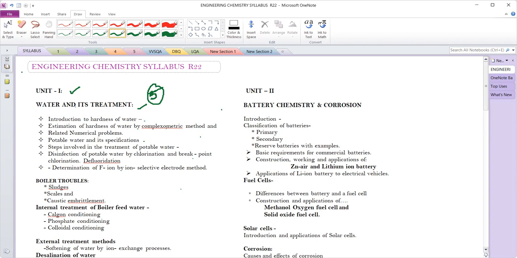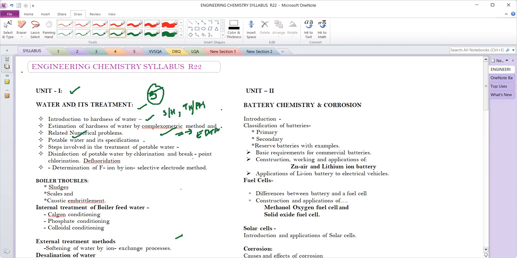In this particular topic, the subtopics are like introduction to hardness of water, where you can find the difference between soft water and hard water, right? And also you can learn the difference between temporary hardness and permanent hardness, right? So next thing is estimation of hardness by means of the complexometric method. Okay, so by means of the complexometric method, how the estimation of hardness can be done, that also you will be able to learn in this. This complexometric method can also be called EDTA.